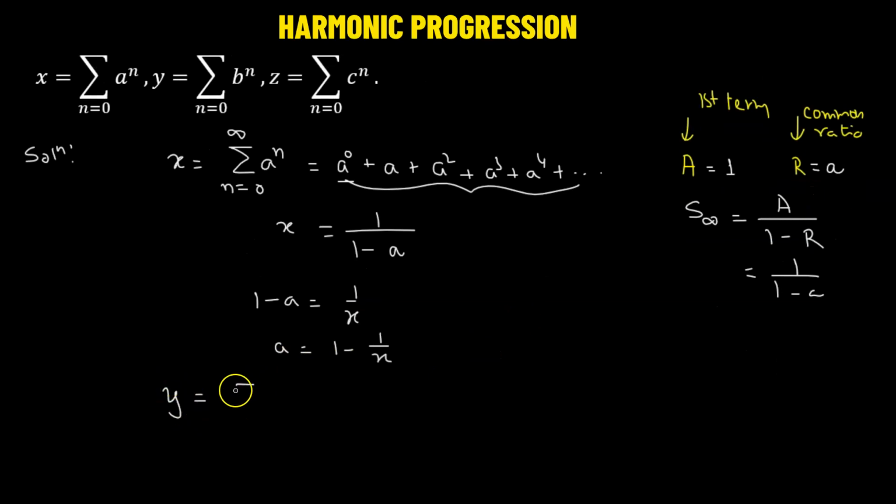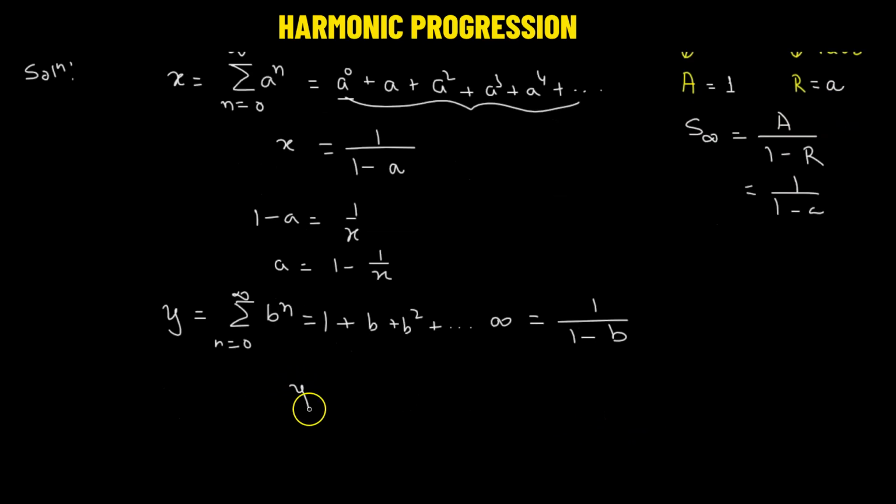Fine. Now we'll go to the next series. So we have the next infinite series of y. So y is the summation of b raised to the power of n, with n going from 0 to infinity. When we expand it, we also get 1 plus b squared, and this goes all the way up to infinity. The sum of the infinite series will be the first term divided by 1 minus the common ratio. In this case, the common ratio is b. So that means we now have y equals 1 over 1 minus b, such that if we isolate b, b will be 1 minus 1 over y.